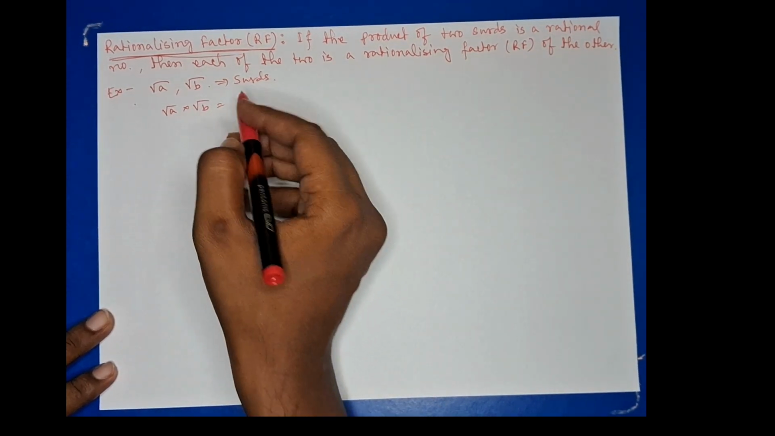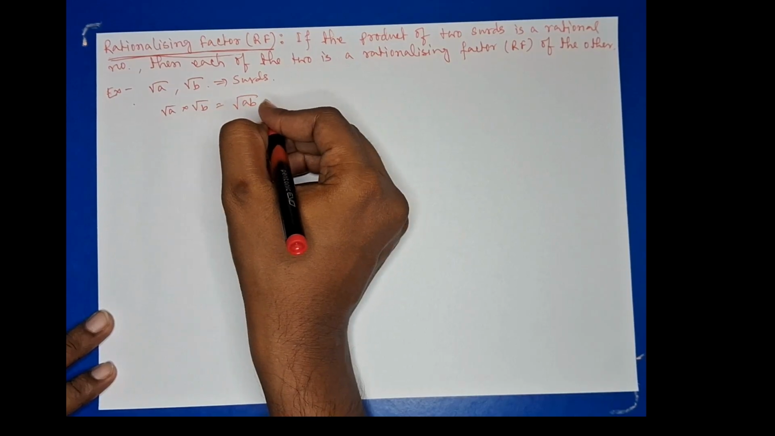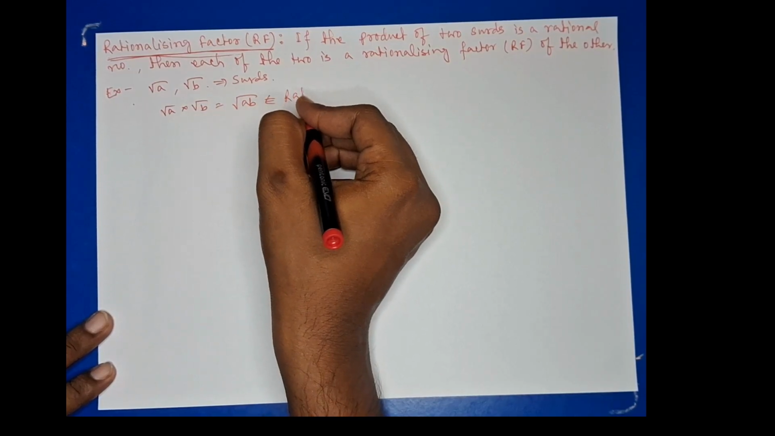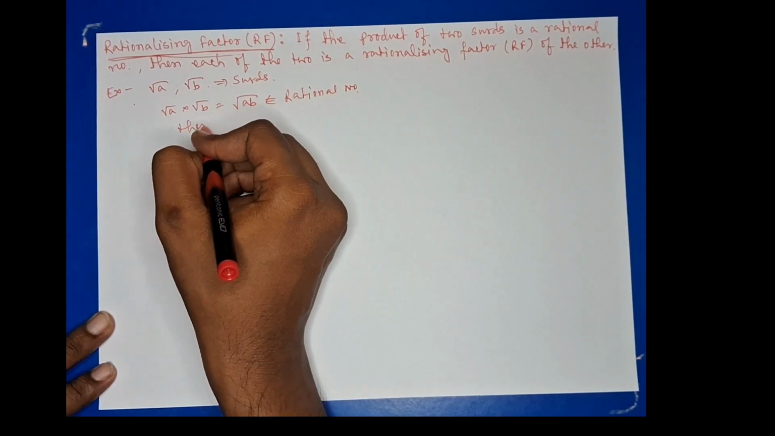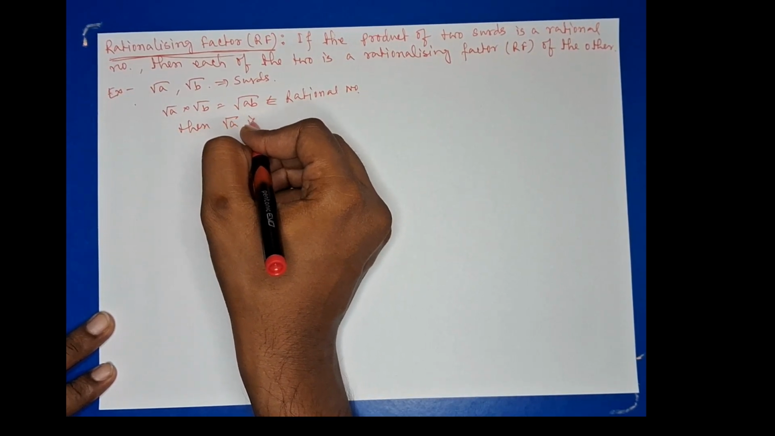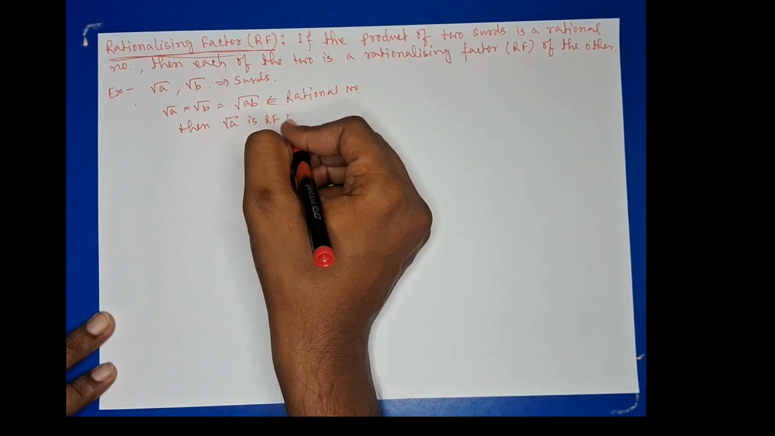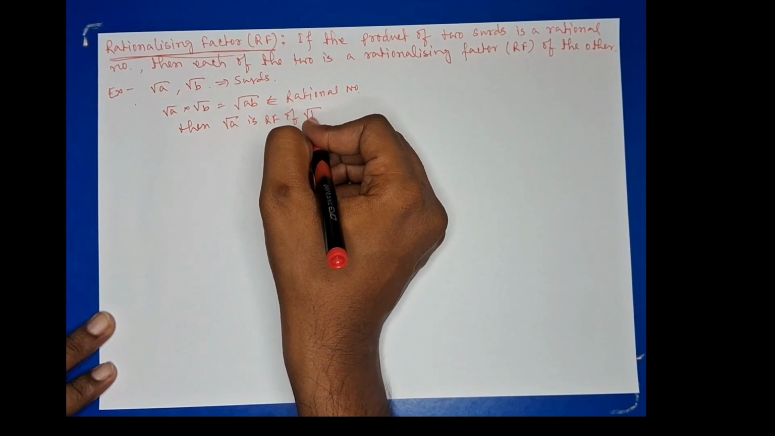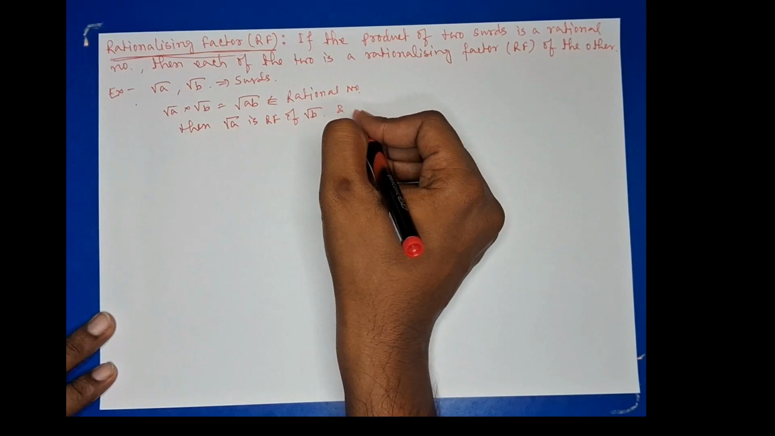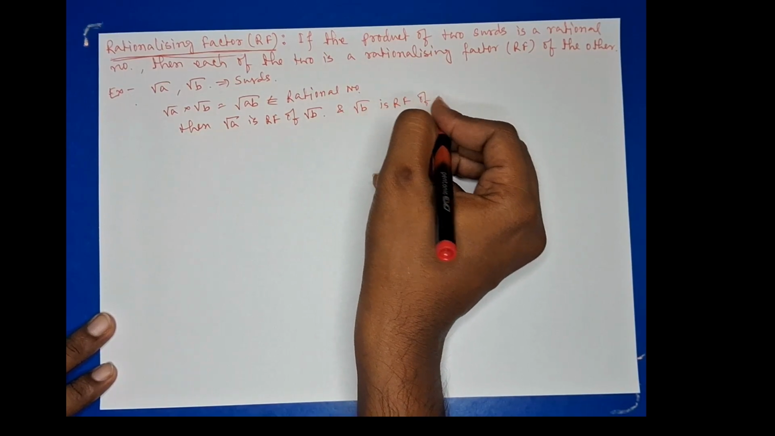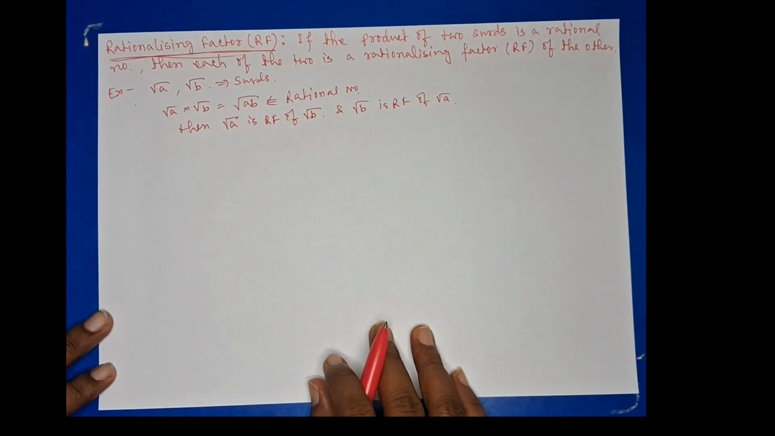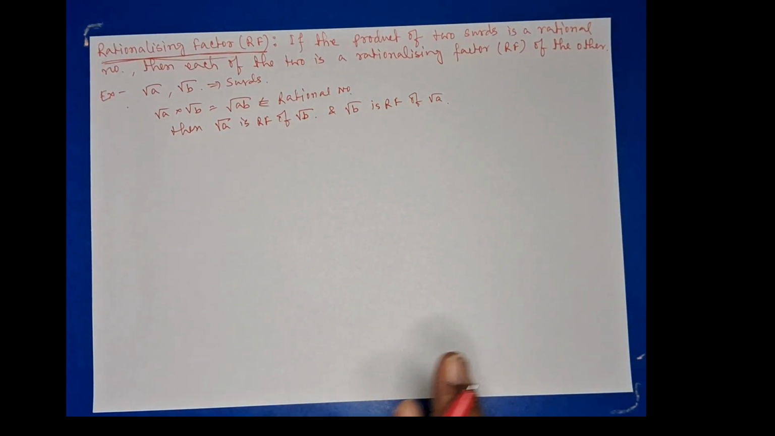If we multiply these two, square root of ab, if this becomes a rational number, then square root of a is a rationalizing factor of square root of b, and square root of b is a rationalizing factor of square root of a. Okay, let us understand with a practical example.